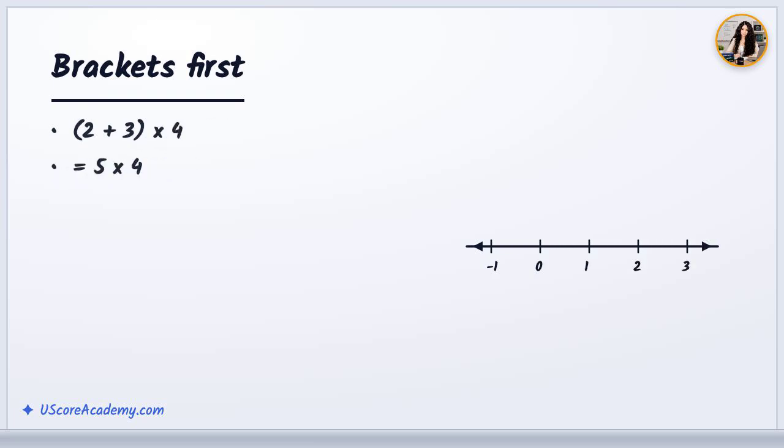Brackets change the order. In 2 plus 3 in brackets times 4, we add inside the brackets first to get 5, then multiply by 4. That gives 20, a different answer than before.